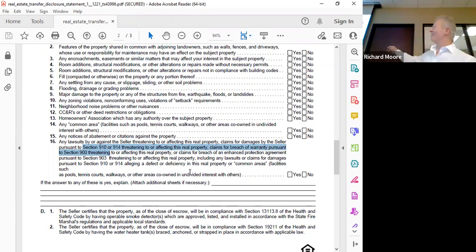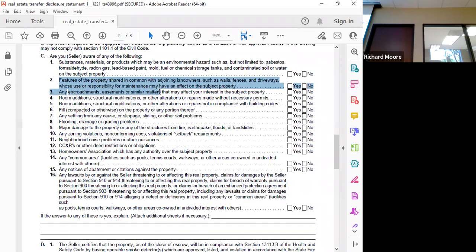So it's a lot more than just completing the form. A couple of other things. It talks about, let's see, item 2, features of the property. Shared in common with adjoining landowners. Most of California has walls, and usually those walls are shared by property owners. And I don't think sellers read that close enough, so we see a lot of issues or errors associated with that. And then room additions 4 and 5 are really important. Structural modifications or alterations made without necessary permits or not according to code. Those are critical aspects in regards to completing the TDS, by the way.